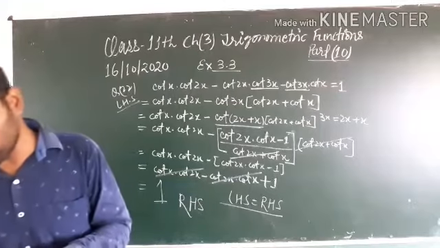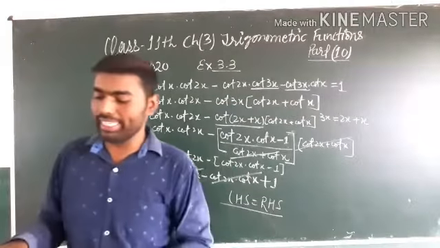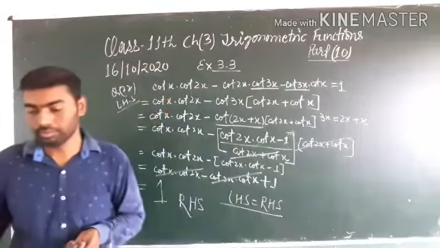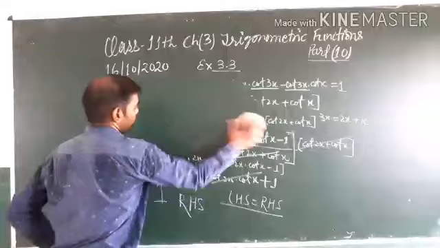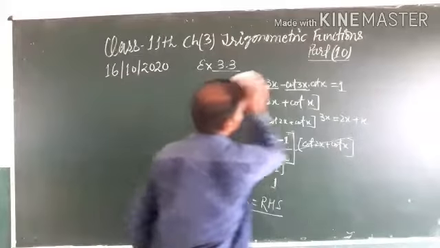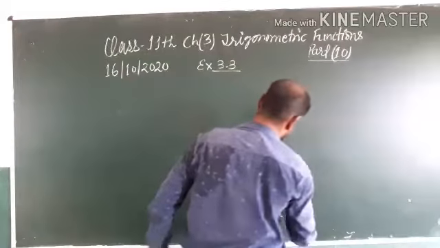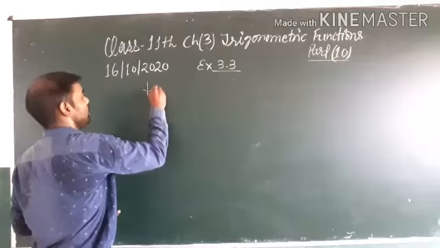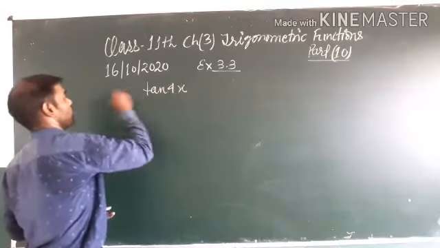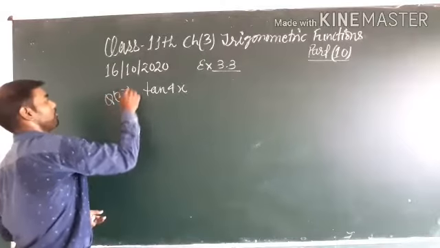Now we proceed to question number 23. Question number 23 is related to tan 4x. The question is given: tan 4x is equal to this expression.